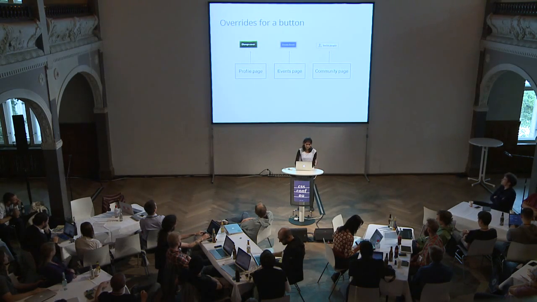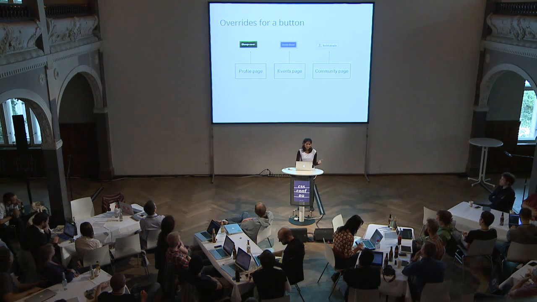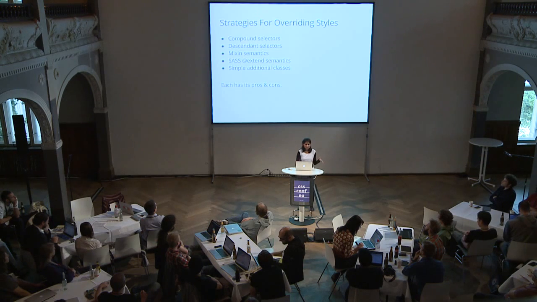So let's take the concrete example of a button. We have a button which has some common styles, and different pages want to override in a slightly different way. And let's say for this example, they want to change the color for all these different cases. There's many ways to override styles, and each one has its pros and cons. And we're going to quickly look at some of the common ways to override styles.